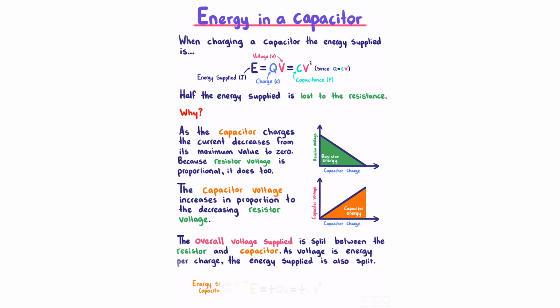And so the energy stored in the capacitor is half our total energy, half of QV, which, as we know, QV can also be written as CV squared, is half CV squared, which is the equation you'll get on your formula sheet.